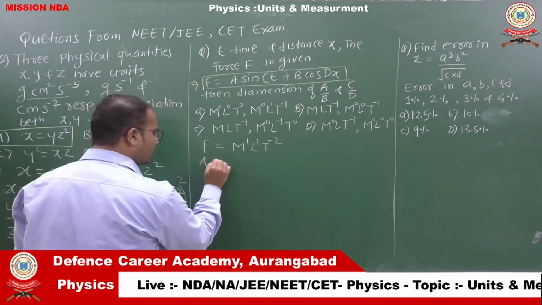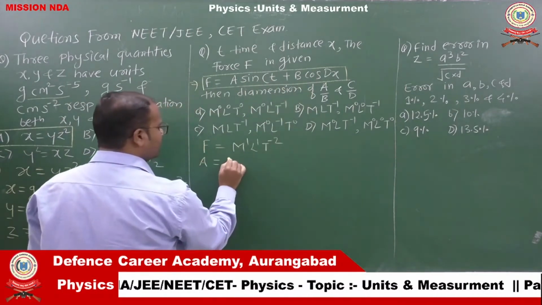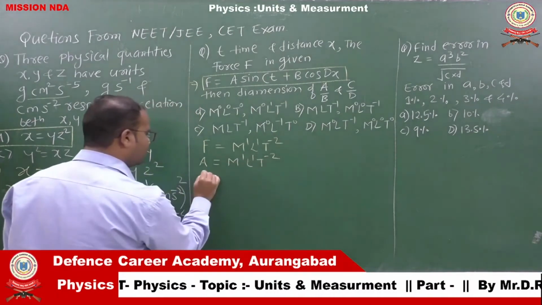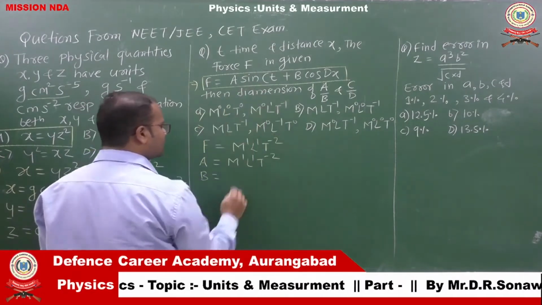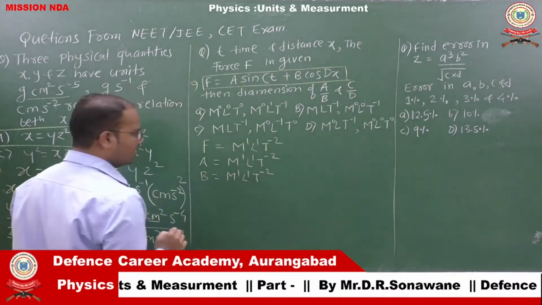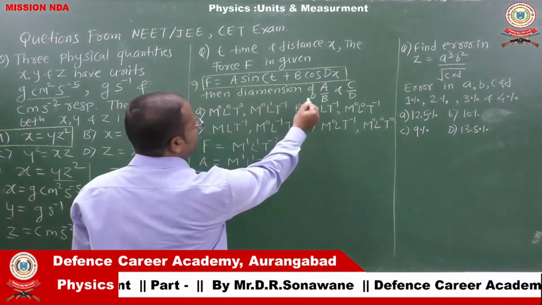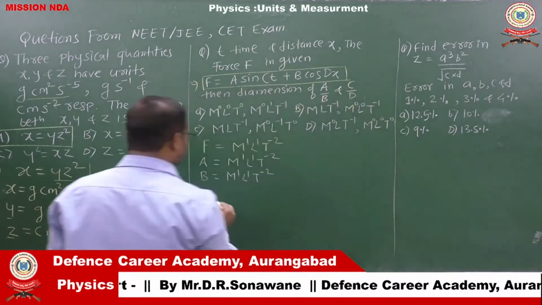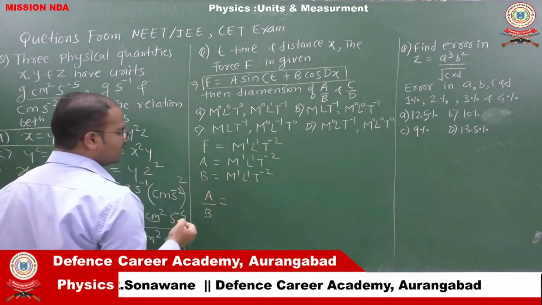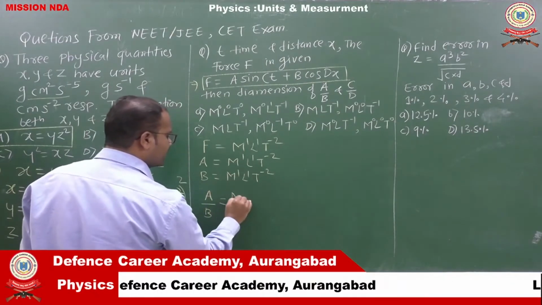Likewise A should have the same dimension so that this equation is satisfied mathematically: A is M1 L1 T to the power minus 2, and B must have the same dimension so that the equation is correct, that is M1 L1 T to the power minus 2, right? Likewise, they asked for the dimension of A by B and C by D. Here we can directly write the dimension of A by B and of C by D. After that, A by B is what?